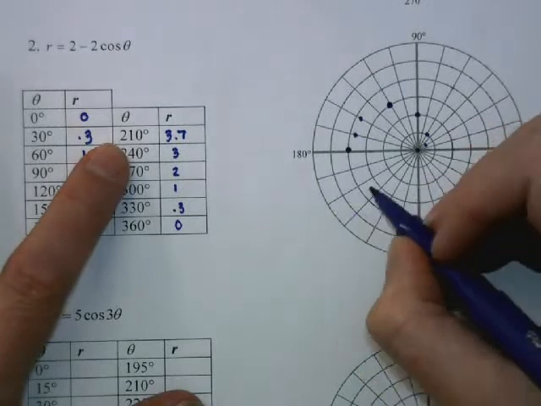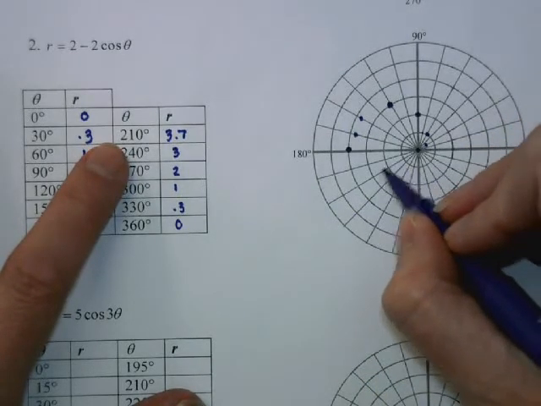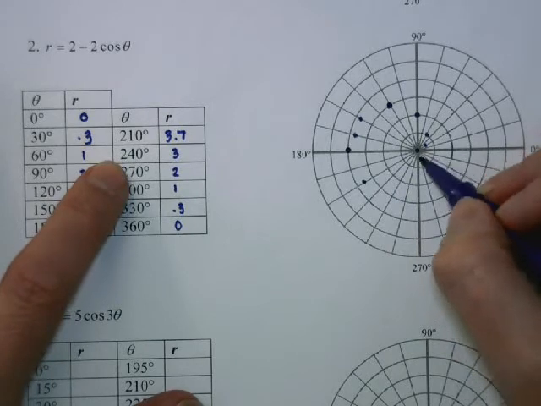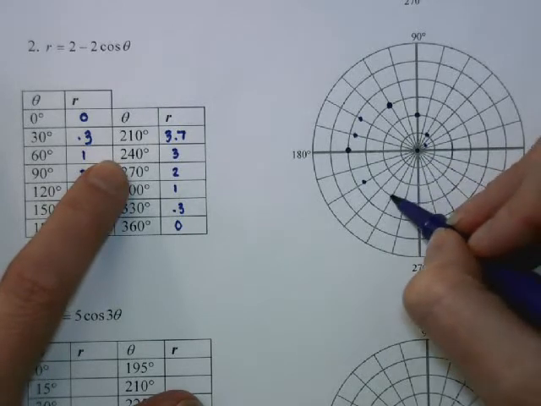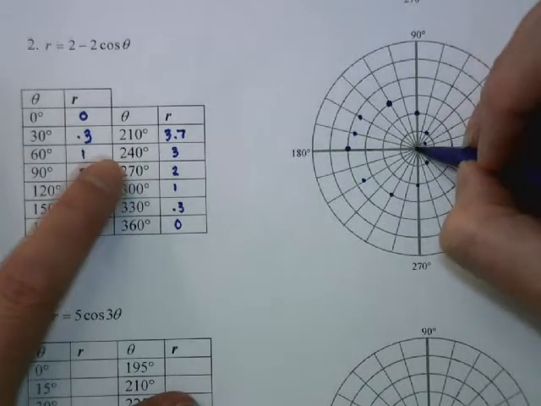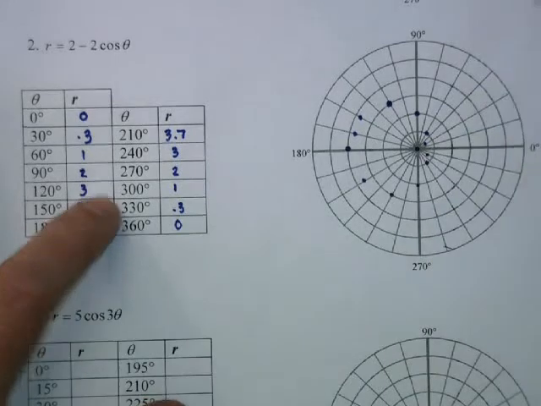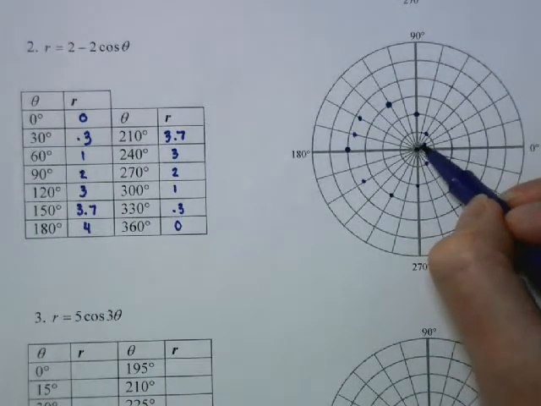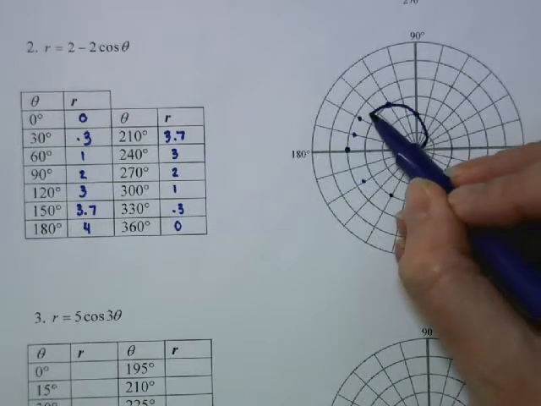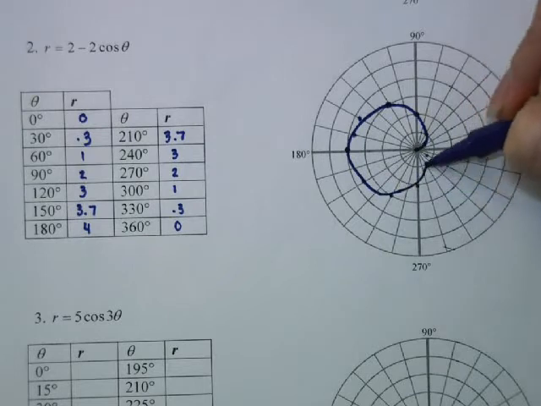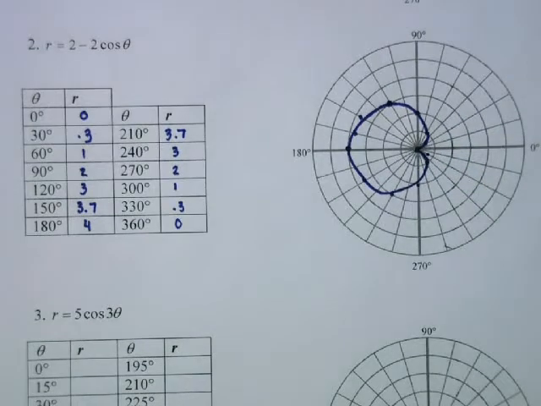So 210 is at 3.7. 240 is at 3, 2, 1. 0.3 on 330. Okay, so this one, we start at the origin, we go out a little bit, around, and back in.